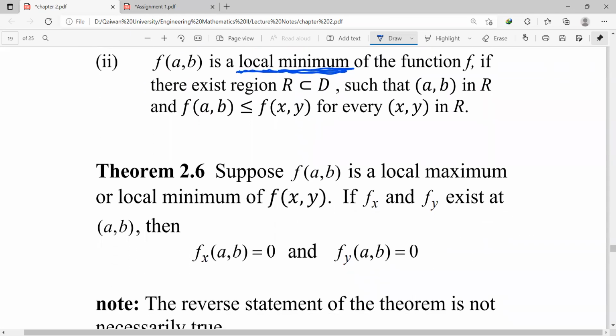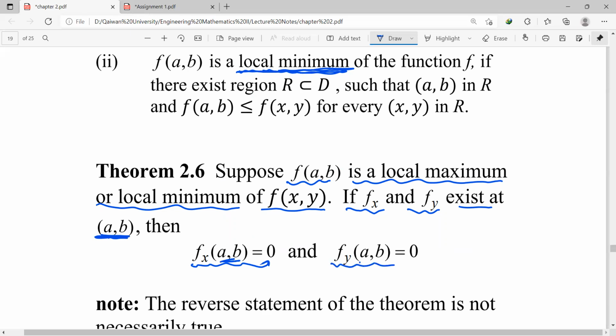We say, suppose f(a, b) is a local maximum or local minimum of the function f(x, y). If f sub x and f sub y exist at the point (a, b), then the derivatives must be equal to 0 at that point. f sub x at (a, b) and f sub y at (a, b) must both be equal to 0.